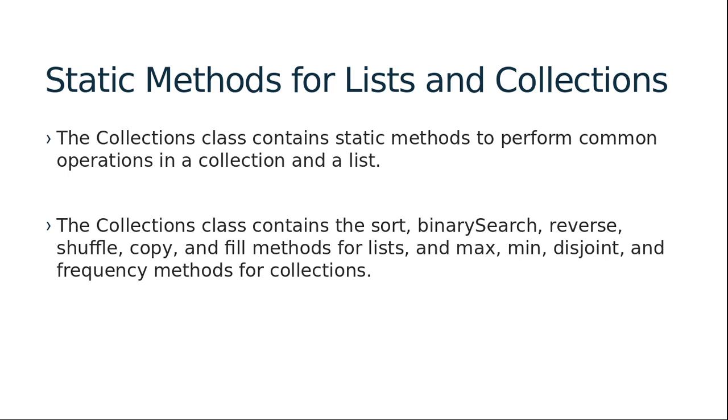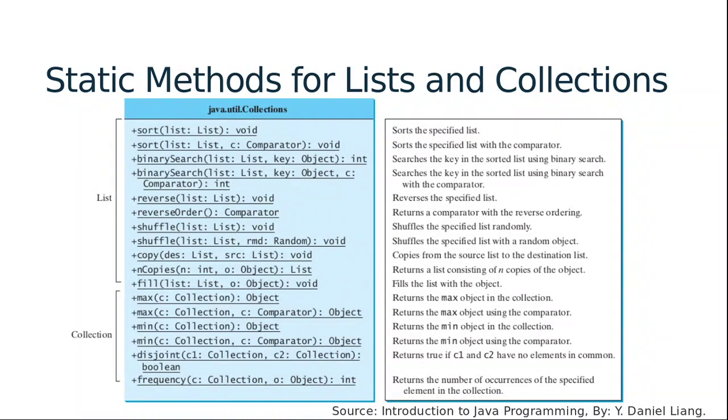Earlier in the previous unit, when you covered the ArrayList class, you have seen those common static methods like binary search, shuffle, sort, and so on. So this is a list of all those static methods which will work on a list or a collection. There is a sort method which will sort your given list, and a sort method which will sort your list based on a user defined comparator also.